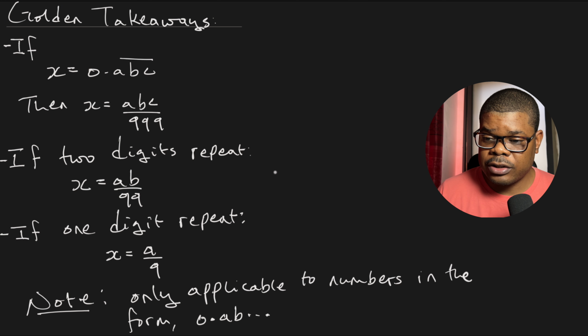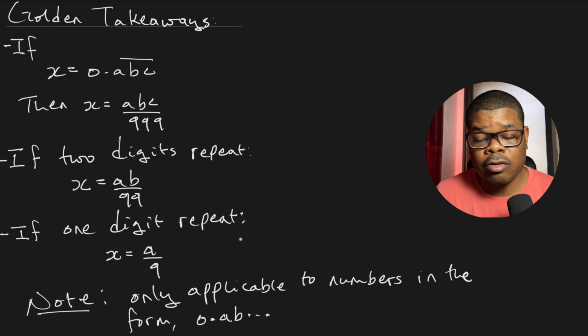However, there's something you must take note of: this is only applicable to numbers in the form 0 plus the recurring part, that is, with no changes before the repeat. That is only when these golden takeaways are applicable.